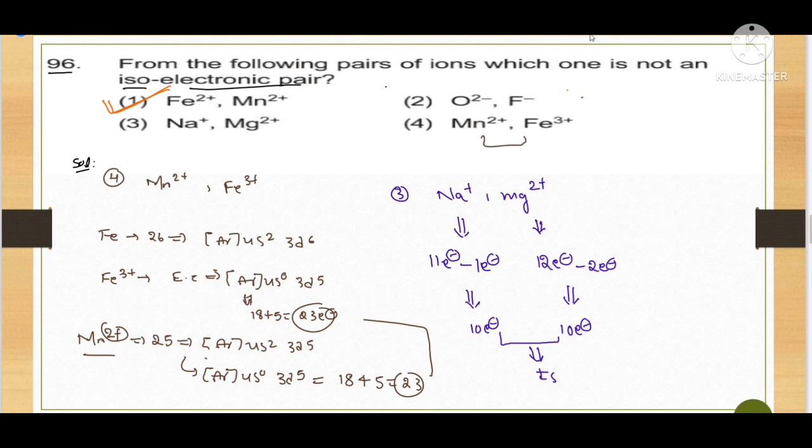So option A does not follow the isoelectronic rule. Why? Because here Fe2+ has 24 electrons, and Mn2+ has 23 electrons. So our correct answer is A.